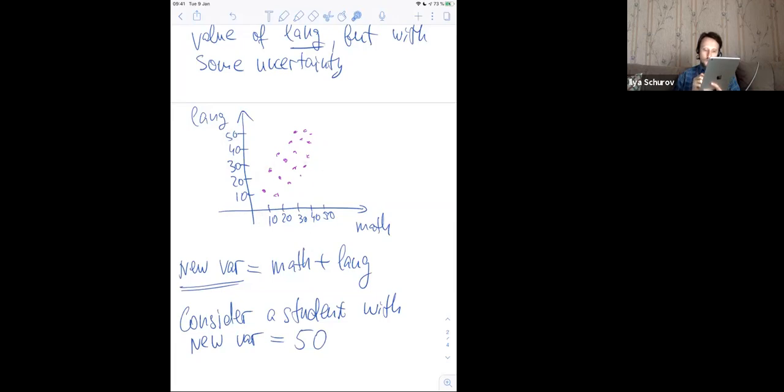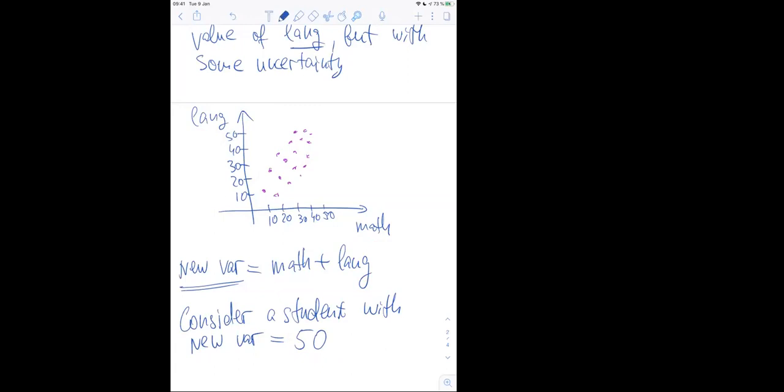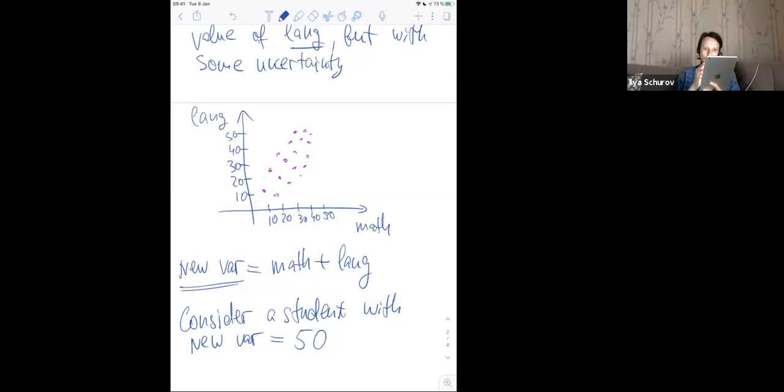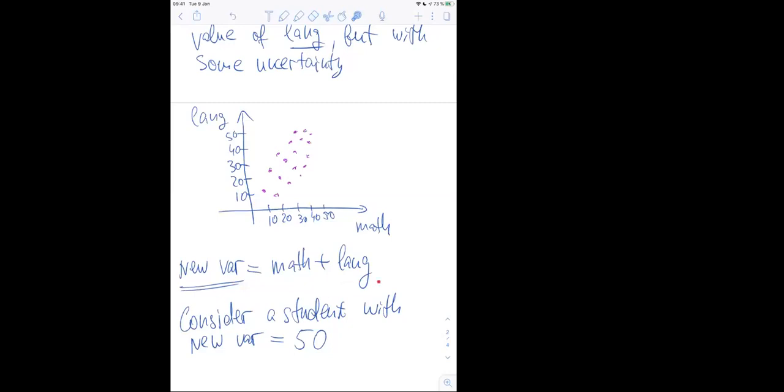Which values of math and lang are compatible with this condition that our new variable, which is just their sum, equals 50? Well, if 50 is the maximum value of our variables, then it should be in the right upper corner. No, it is not. It is not just the maximum. It is just a sum.